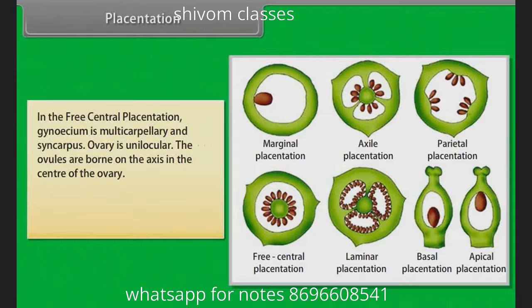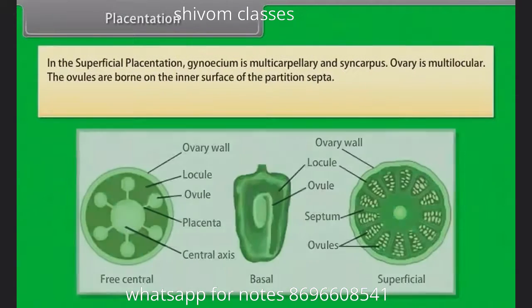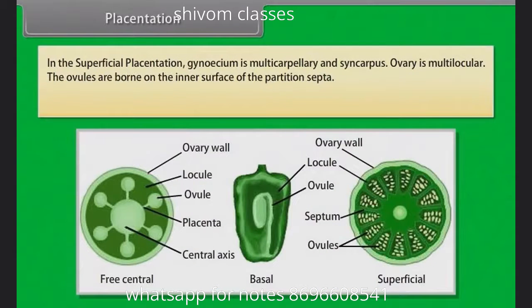In the free central placentation, gynoecium is multicarpellary and syncarpous. Ovary is unilocular. The ovules are borne on the axis in the center of the ovary. Example: Dianthus. The placentation is axile, but due to breakdown of the partition wall, it becomes free central. In the superficial placentation, gynoecium is multicarpellary and syncarpous. Ovary is multilocular. The ovules are borne on the inner surface of the partition septa. Example: Nymphaea.